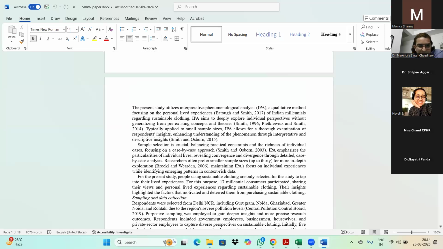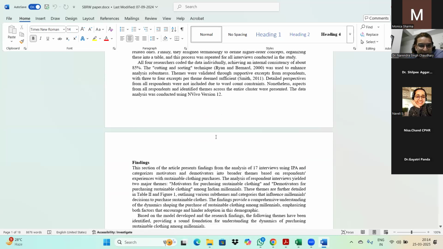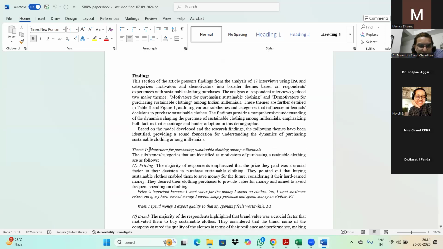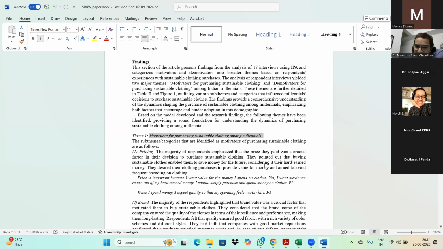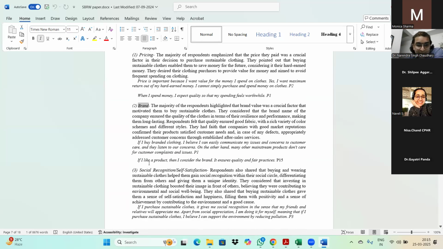This is an actual paper which we are already working on. So you can see these are my actual findings. Theme 1, motivators for purchasing sustainable clothing. Can you see this? All of you have identified pricing is a very prominent one, correct? So I have kept it. But the second very prominent is brand. Correct. Then I am saying social recognition and self-satisfaction.